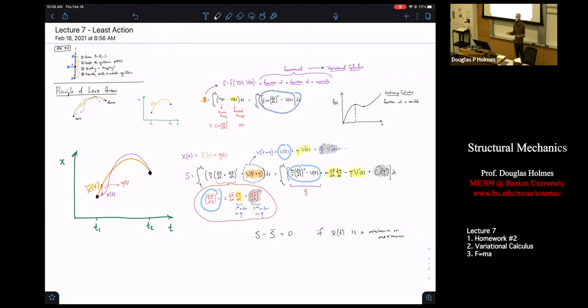We've found the solution. This quantity here, the difference between the action of my perturbed state, where I've perturbed my true solution by adding a small thing to it, or my variational state, where I've varied my true thing by adding a small quantity to it. This quantity here is what's known as the first variation in your action.